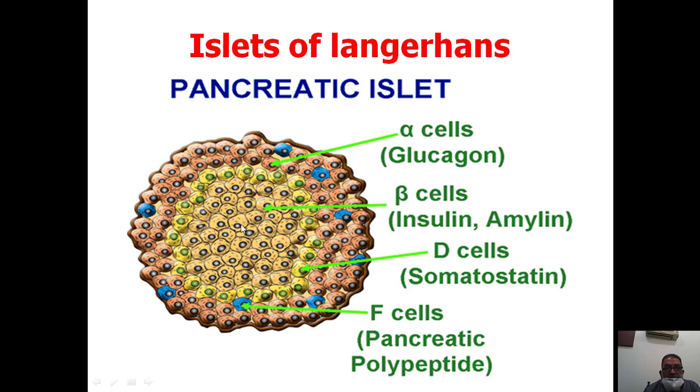These are the beta cells which secrete amylin, whereas the D cells are also located at the periphery. They secrete somatostatin. A few F cells, secreting pancreatic polypeptide, are also present within the periphery of the rim, well encapsulated and surrounded by it. This is the islets of Langerhans: alpha cell, beta cell, D cell, and F cell.